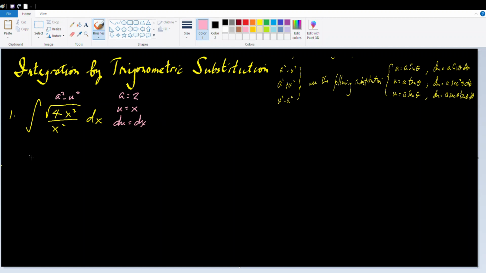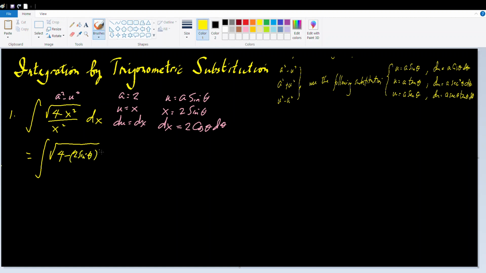We then apply this substitution to our integral. So we have the square root of 4 minus x squared. Our x here is our u, so the substitution that we will use is u equal to a sine theta, or x equal to 2 sine theta. Taking the differential of x is dx, and the differential of 2 sine theta is 2 cosine theta d theta. So our x squared is 2 sine theta quantity squared, all over x squared again is 2 sine theta quantity squared. Our dx is 2 cosine of theta d theta.